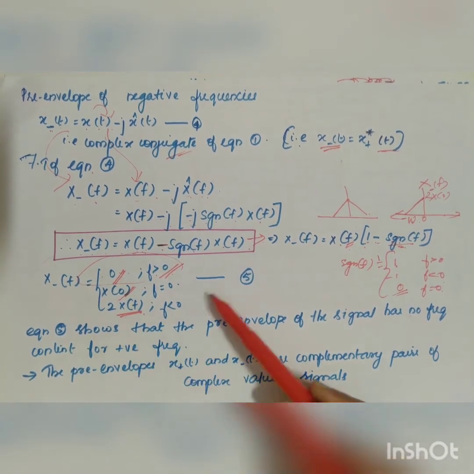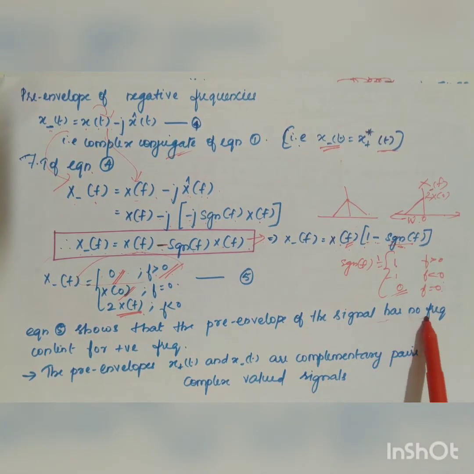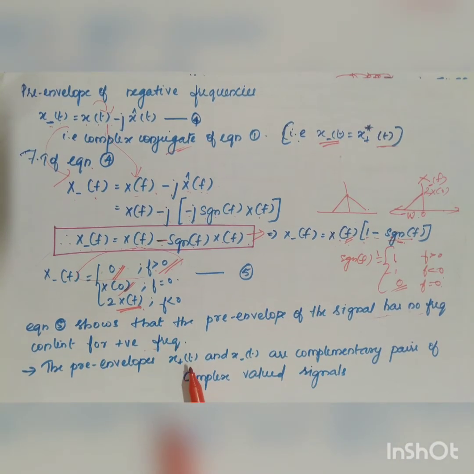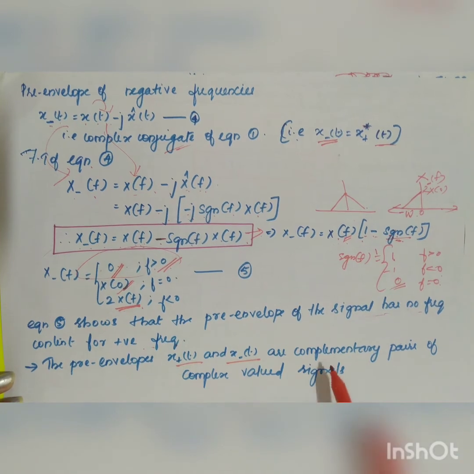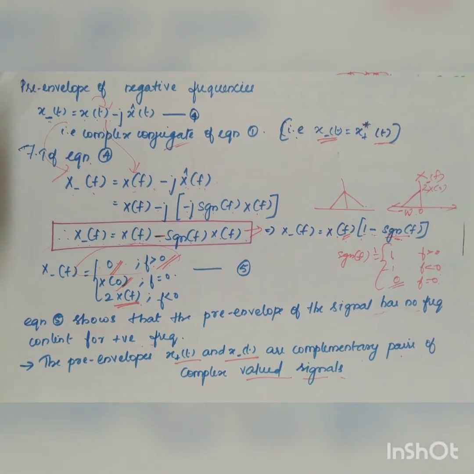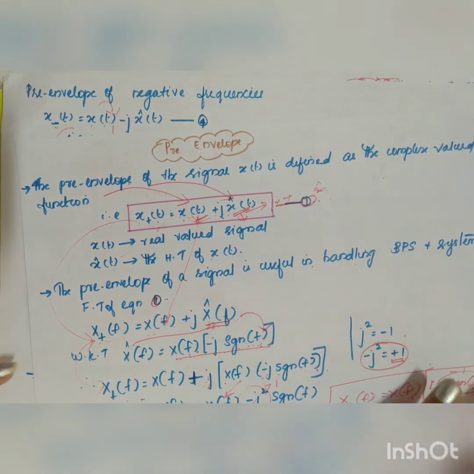So equation 5 shows that the pre-envelope of the signal has no frequency content for positive frequency. The pre-envelopes x+(t) and x-(t) are complementary pairs of the complex valued signal, right? So this is all about the pre-envelope of the signal.